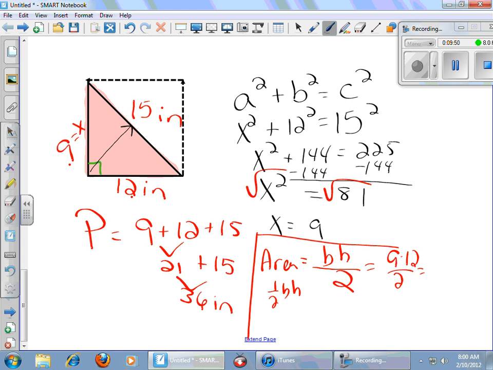All right. You can do this one of two ways. You can go 9 times 12 and then cut it in half. Most of you will be most comfortable doing that. And I think that's going to be 108. And then when you divide by 2, you're going to get 54. Now I'm going to do it this way. 2 goes into 12 6 times. 9 times 6 is 54. And it will be in inches squared.